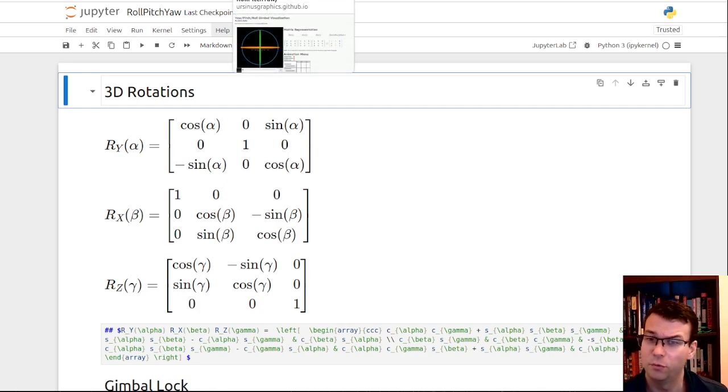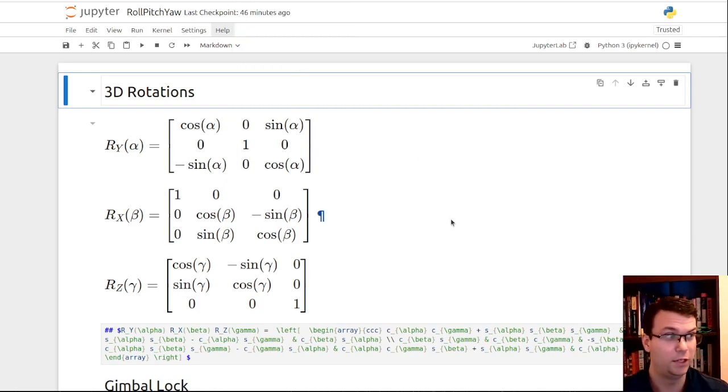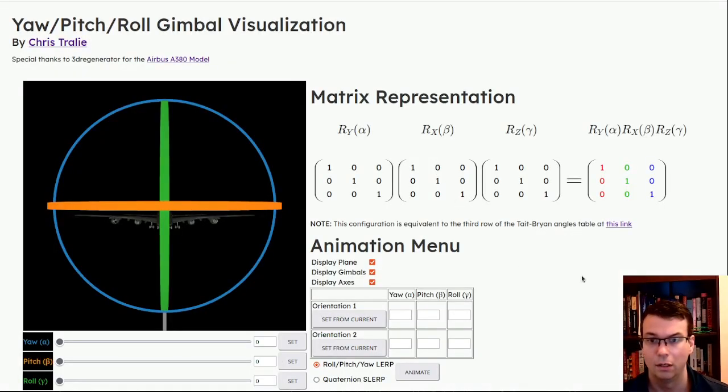But things get a little more complicated when we compose these rotations together, so when we do one rotation after another. That might not necessarily be a rotation around one of these canonical axes. So I've created here what's called a gimbal system, and I'll provide a link to this in the description. I would encourage you to play around with it.